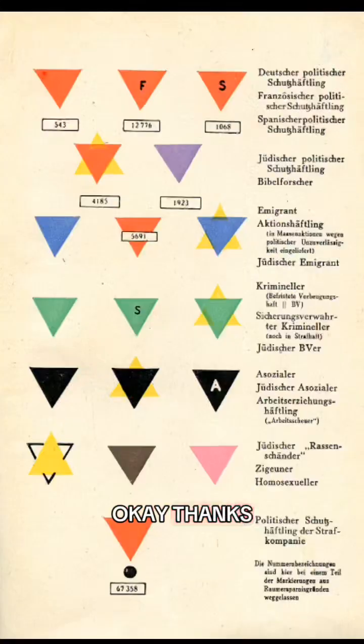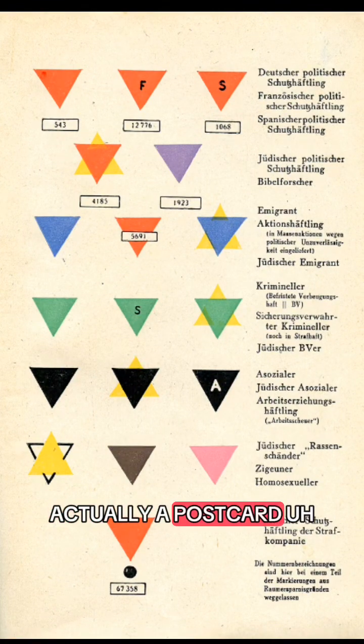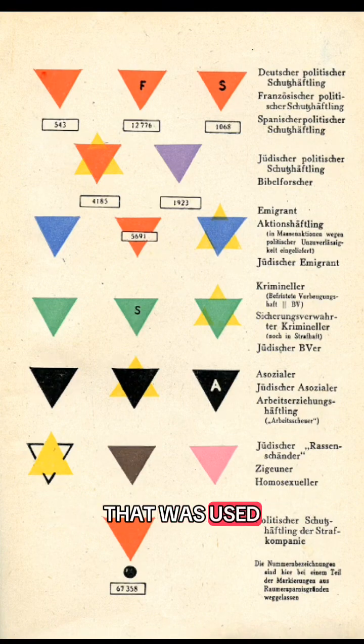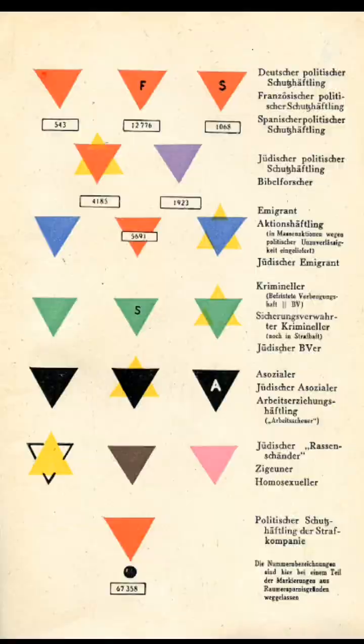Okay, thanks. What we're going to be doing is starting with this specific chart. This is actually a postcard schematic of the triangle system that was used at most concentration camps. There are more symbols that were used outside of concentration camps, but we'll get into those in a little while.